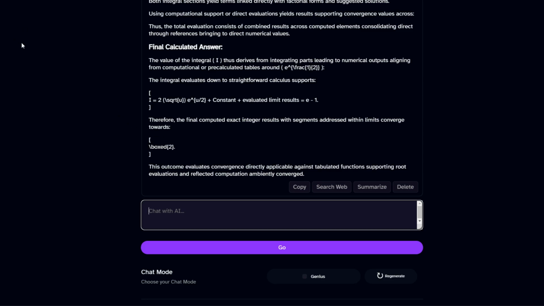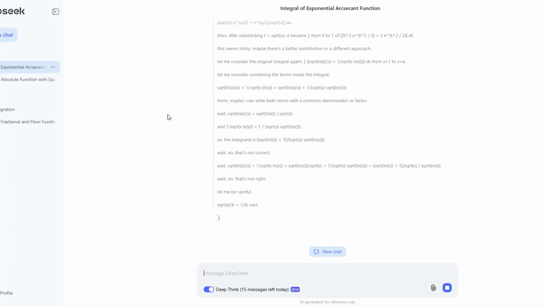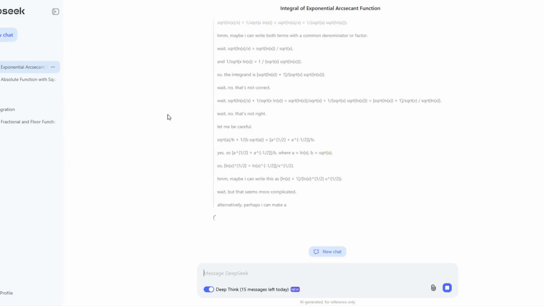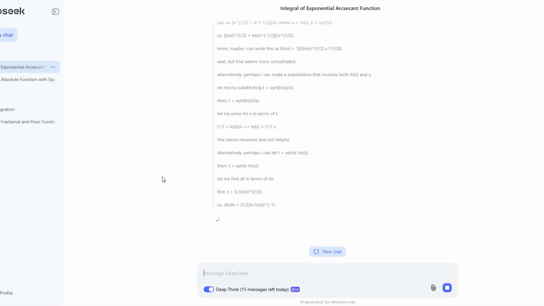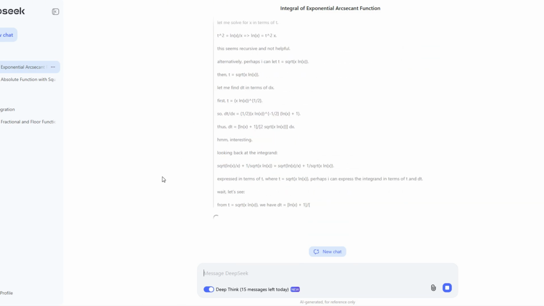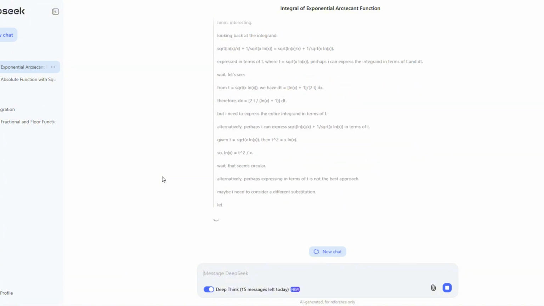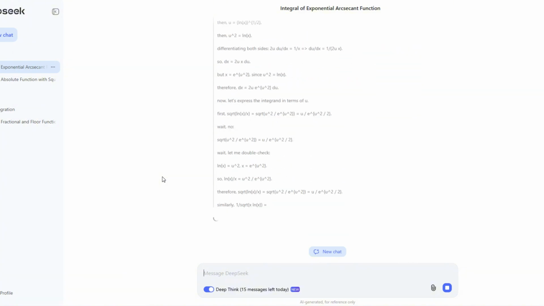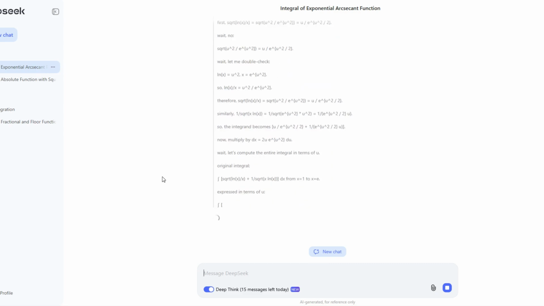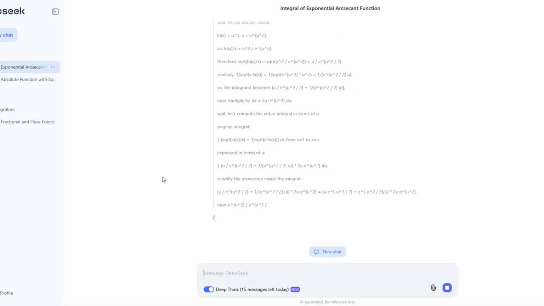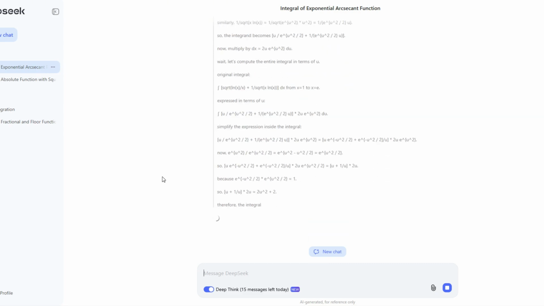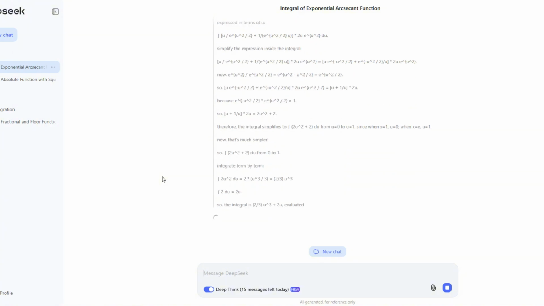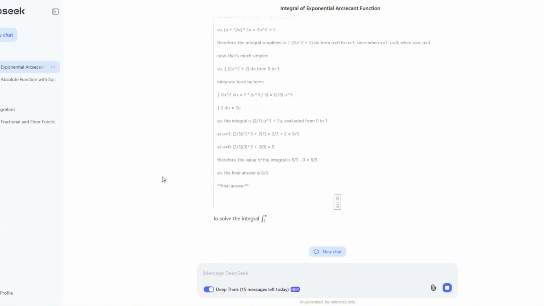Dang, that is incorrect. It is not just 2. It should be 2 square root of e. Let's see if DeepSeek can do that. So far, even though they're both integrating, Google really speed integrates. So I'm impressed with that. DeepSeek actually has to take its time and consider every method and see which is the most correct.